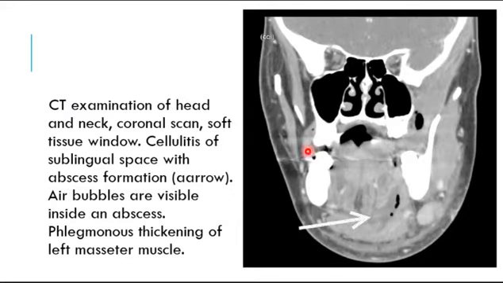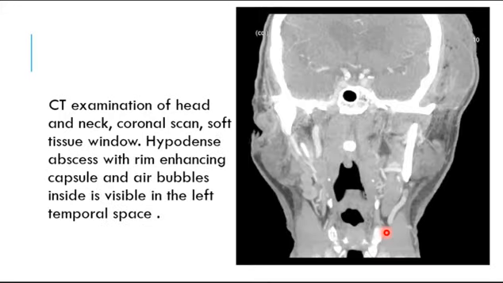This is another CT examination of the head and the neck. We have the soft tissue settings, and we have the bone. We can see the bone and soft tissue settings. We see the abscess formation and air bubbles are visible on the left side and the thickening of the left masseter muscle. This is again a case of the abscess formation with air-producing organisms and air-containing organisms.